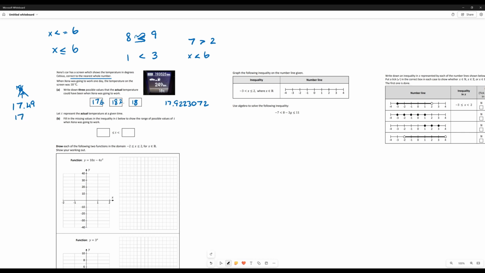I was going to say 17.0, but just 17, because if this number is 5 or higher, it goes up. If it's 4 or less, it goes down. And because it was 4 or less, it would go down to just 17.